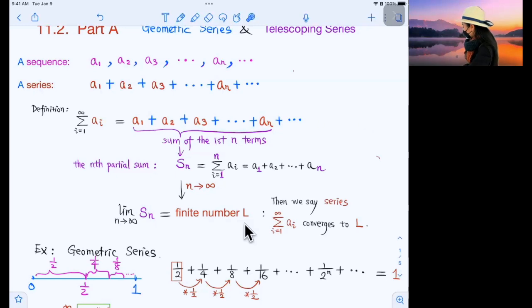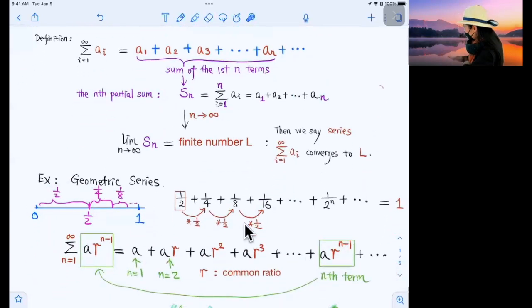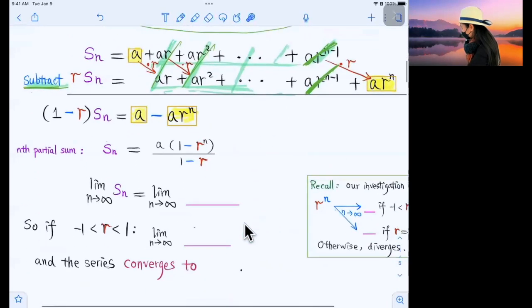And if it's approaching a finite number, for example, this one over here, the more terms you add, the more the sum is approaching a finite number, closer to 1. So if you take the n partial sum and let n go to infinity, which means you add more and more terms, what's the limit of this n partial sum?